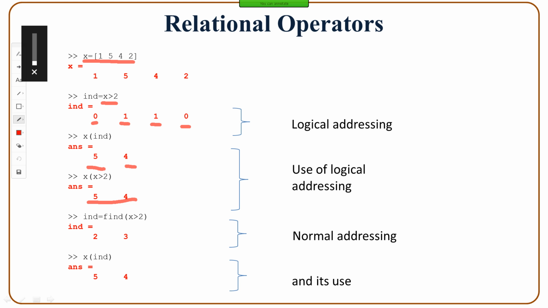Another way is to use the find function. For example, find x greater than 2 finds the elements that are greater than 2. And as you can see, the result, which is int, contains 2 and 3, which means the second and the third element. And then you can give this index vector to x like this. So you say x and give it int, then it returns the elements that are greater than 2. So actually there are two ways.